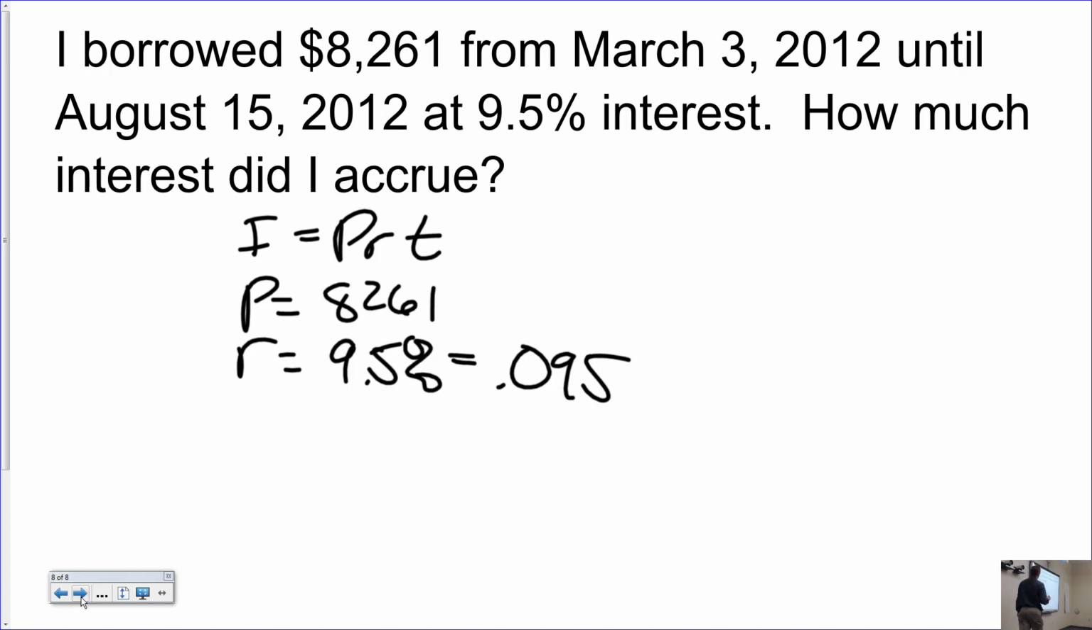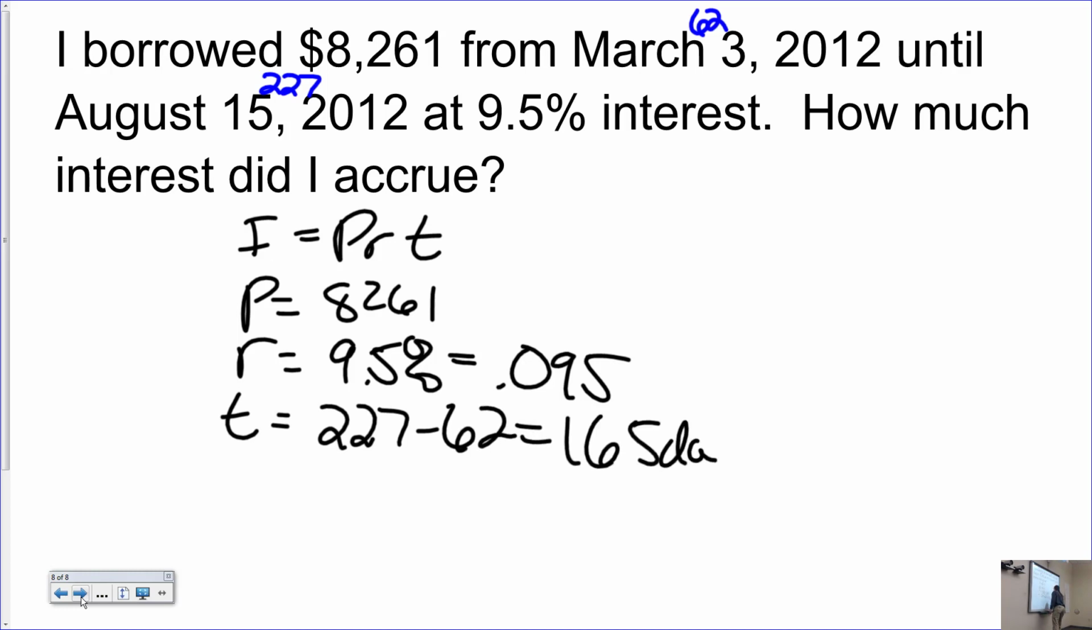How much time this time? Because the Julian calendar said so. What is August 15th? 227. And March 3rd? 62. And since the two dates are in the same year, you can just subtract. Okay? So this is the difference between those two methods for calculating the number of days, right? So this time you can just take 227 minus 62 is 165 days.